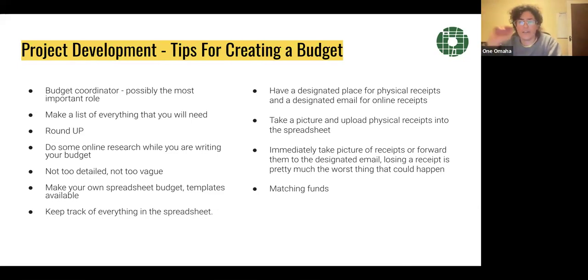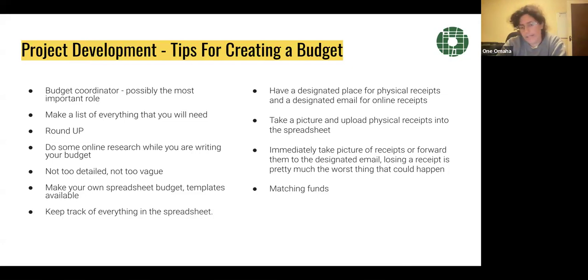And then maybe you're also going to be hosting an event, and so you could have event space rental, food for event, that sort of thing. It's not too detailed, but it's not too vague. You don't want to be so vague that it's just going to be like project cost $5,000, but you also don't need to list out every single thing. You can just put things in categories.